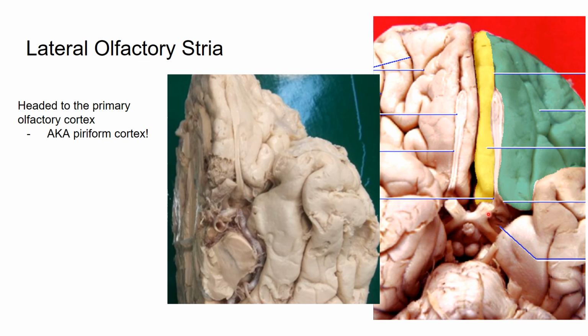And then here we can also see the same. So here's our medial olfactory stria out of sight beneath the chiasm, and then here's our lateral coming straight towards this piriform cortex. And here's our uncus, here's our entorhinal cortex, here's our rhinal sulcus.